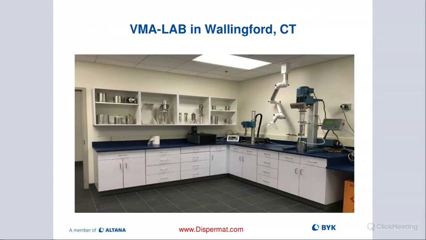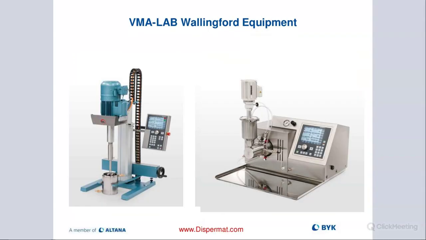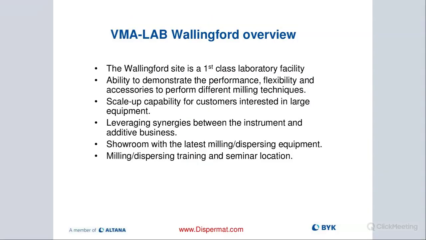We also have a beautiful lab in Wallingford that has a lot more capability than you see here in the picture. We have a new AE6. We have an SL25, and just last week we put in a new Dispermat DL with vacuum. We have all the different basket mill attachments, rotor-stator, so anything that you want to do, we have all these capabilities. So if you're interested in coming and visiting us in the lab, be our guest.